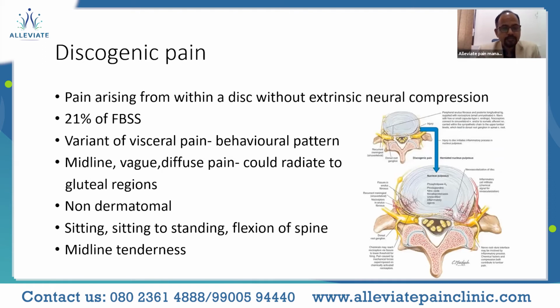Coming to discogenic pain. As I told, it is the pain which is arising within the disc. The normal disc has an annulus fibrosus and the nucleus pulposus inside. As you can see, there is a lot of neovascularization. When there is neovascularization, there is obviously the chemical soup, the inflammatory soup, which is going to accumulate in that area.